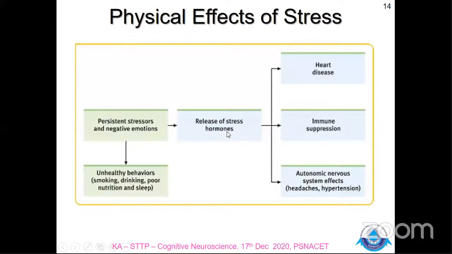So there is also the release of stress hormones. Due to stress, the body releases some other hormones inside. These hormones play a crucial role in heart disease, immunosuppression, autonomic nervous system effects, headache and hypertension, all these things. All of this is due to stress only, due to your mental stress, a stressful brain condition. This slide shows that. So stress is a very important factor to diagnose in any person.